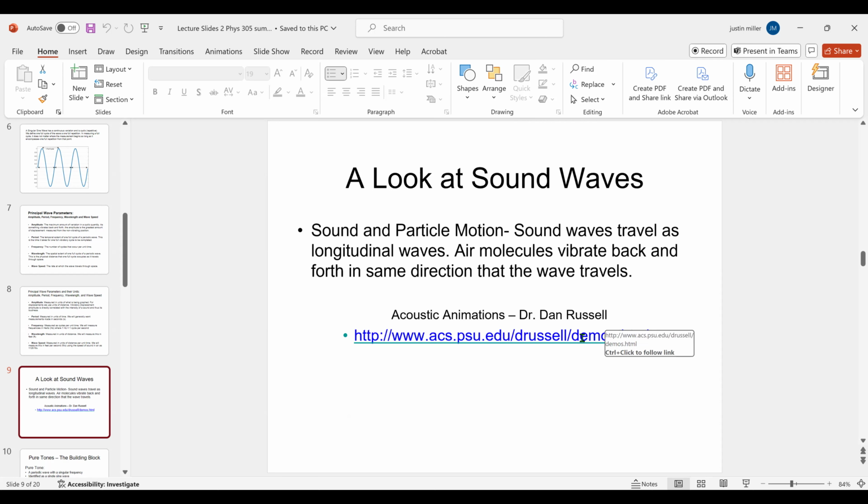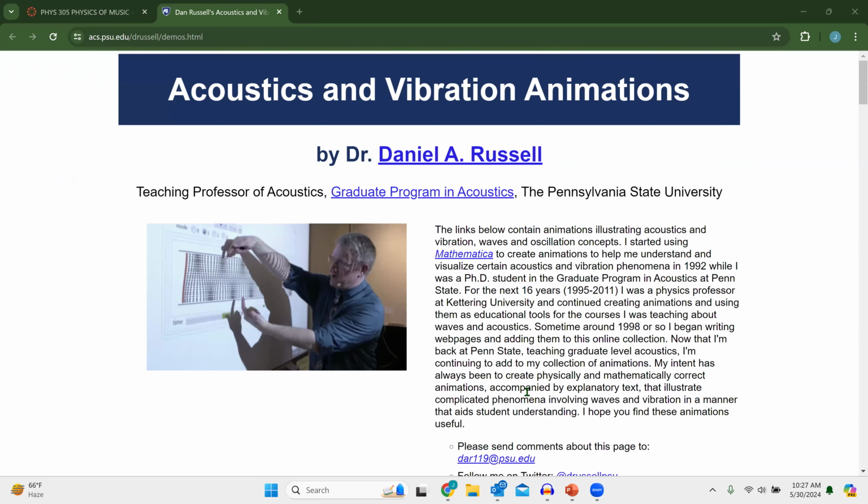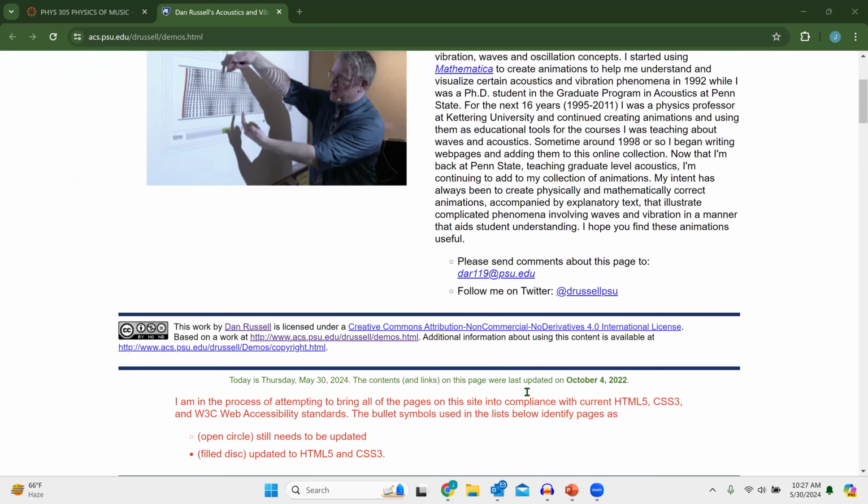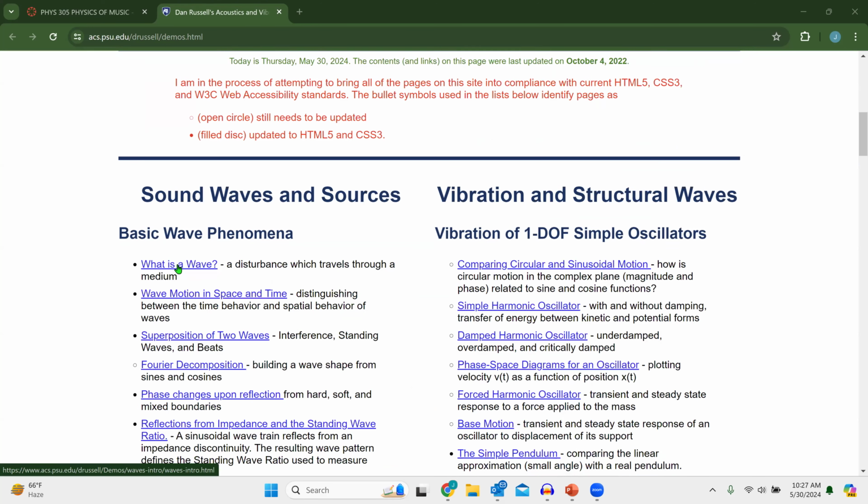So let's go ahead and look at some different types of waves so we can get exactly what this is saying. And we're going to go look at Dr. Dan Russell's acoustics page. He is a professor at Penn State, and he does acoustics there. He has some nice animations. Make sure I'm showing this correctly. There we go.